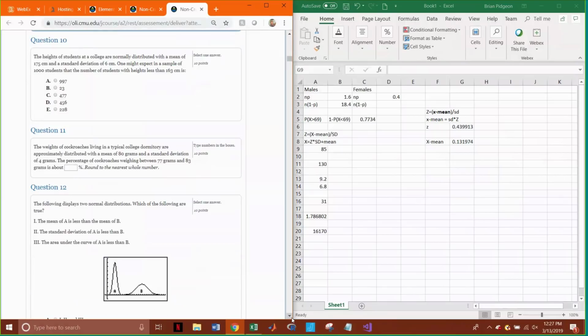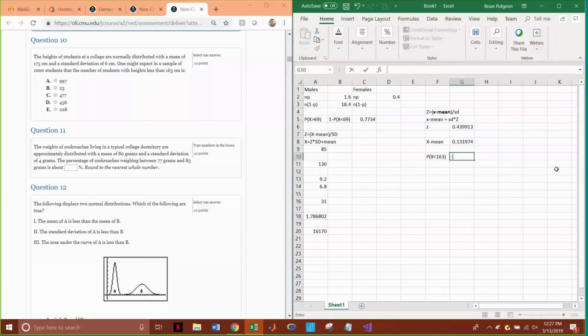The heights of students at a college are normally distributed with a mean of 175 and a standard deviation of 6. One might expect in a sample of 1,000 students that the number of students with heights less than 163 is what? So, first thing we need to do is figure out, well, what's the probability that a randomly selected student is less than 163 centimeters tall?